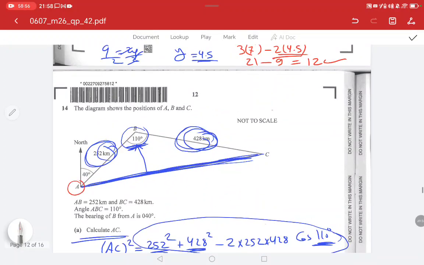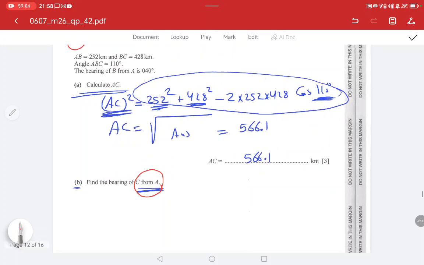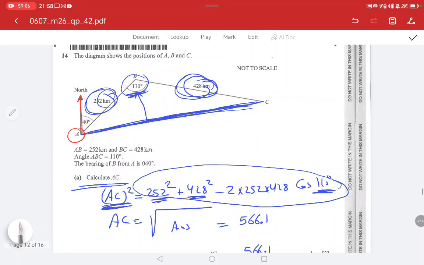Usually we measure from the north and clockwise. So the question is bearing of C from A. I will move clockwise till I reach C. So we need to find this one. So it's 40 plus this angle. Let's call this angle X. So how to find this X? And before finding X, don't forget that you have to add the 40 after finding.